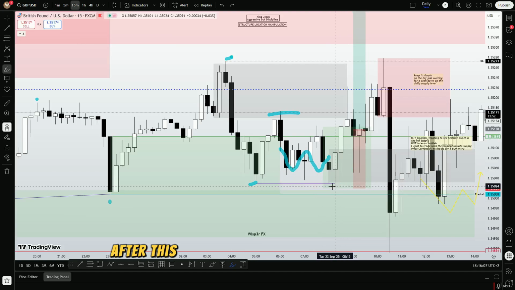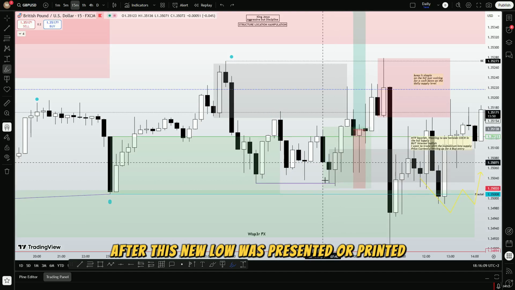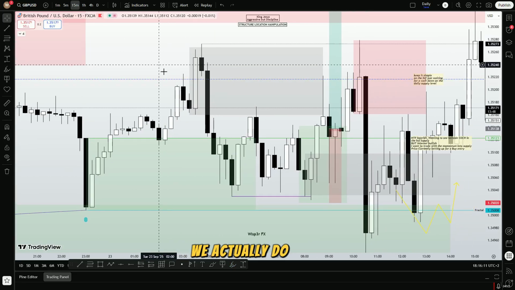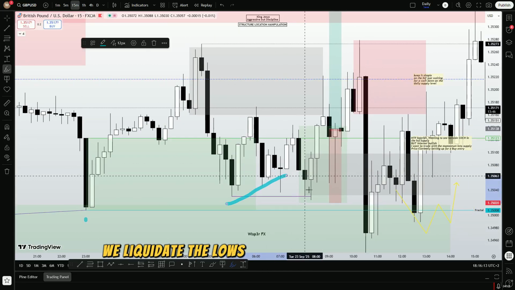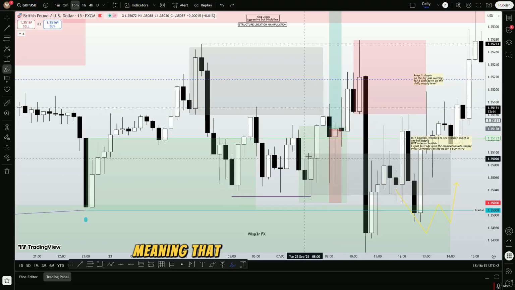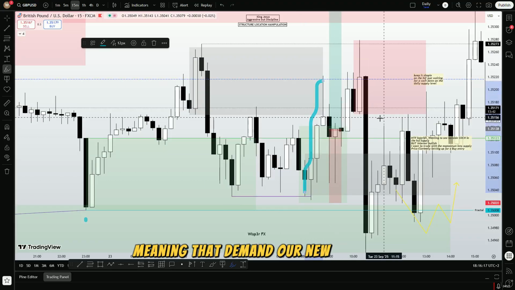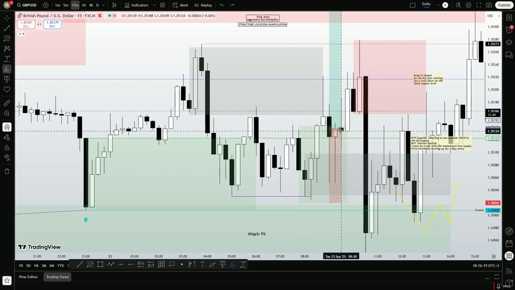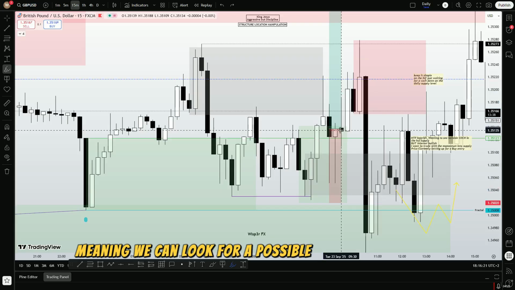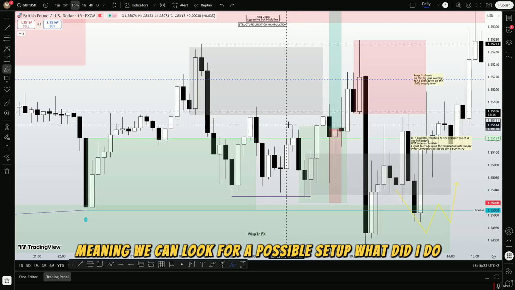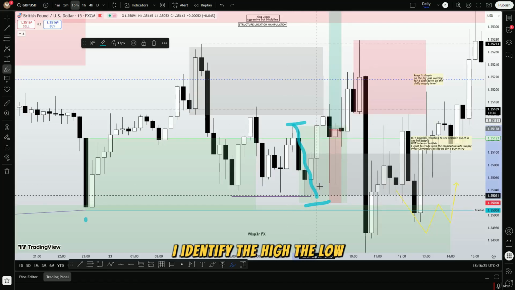What do we get after this new low is presented or printed? We liquidate the lows and see a strong push up, meaning that our new demand, our demand side of demand, means we can look for a possible setup. What did I do? I identified the high, the low, sell to buy.